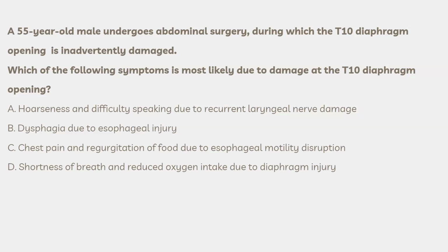Yeah, the answer is indeed B. Dysphagia due to esophageal injury. So it's talking about the T10 hiatus. What other structures are at risk of getting damaged too, alongside the esophagus? The vagus nerve. And there's one more. It's the left gastric vessels.